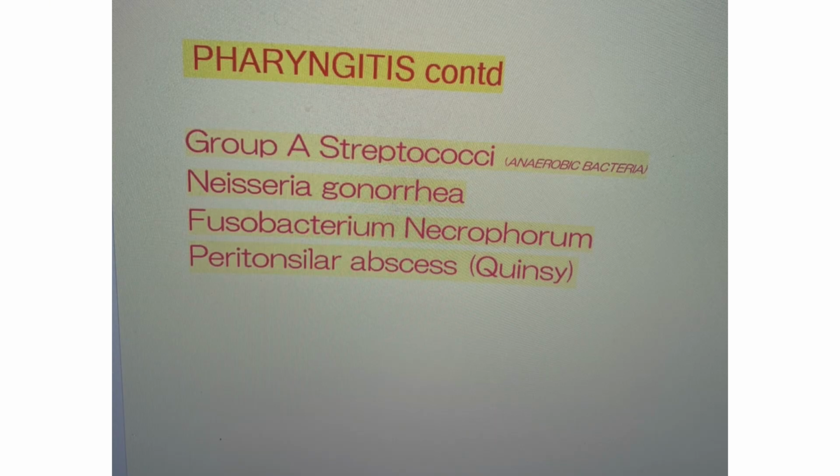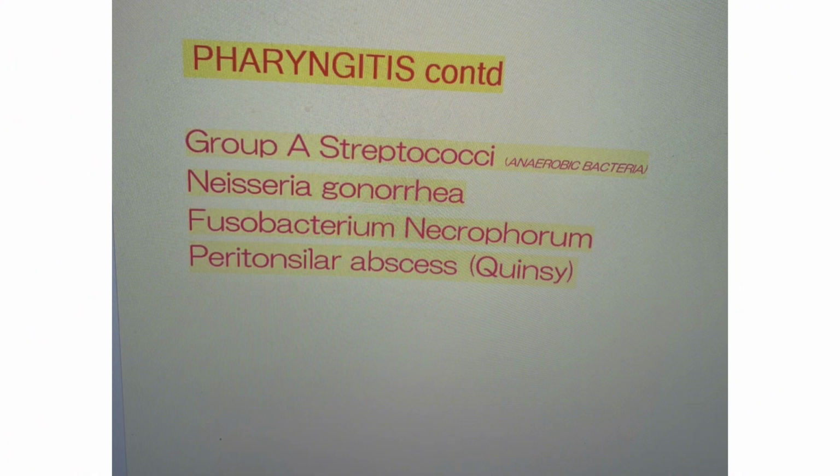The other name is GAS pharyngitis. It is the reason for 5 to 36% of cases. Mode of transmission is respiratory secretions or contaminated milk or food. Prolonged carriage of this bacteria may occur for weeks to months. The incubation period is 2 to 5 days.